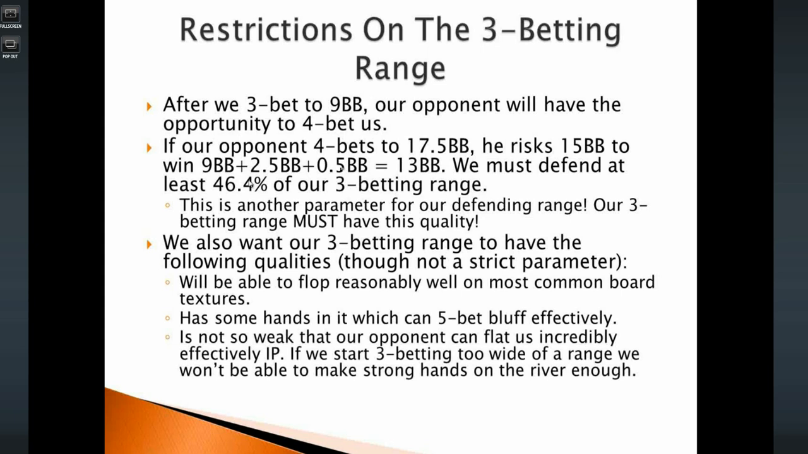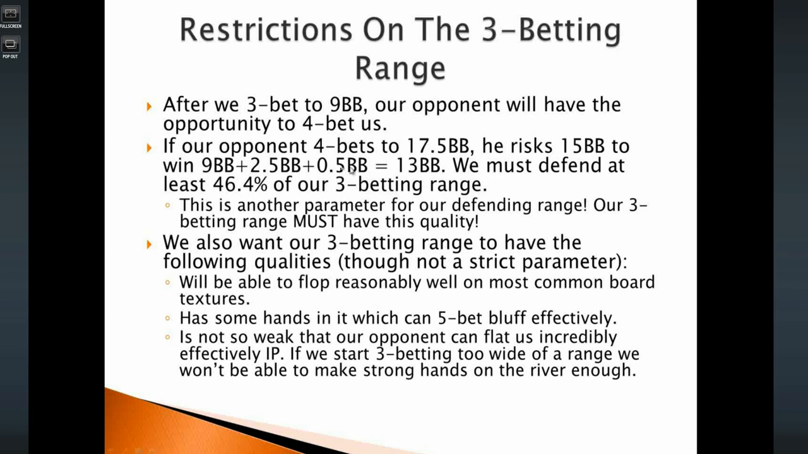If we start 3-betting too wide of a range, we won't be able to make strong hands on the river often enough. That's something that's much more difficult to solve for, but we have to keep it in mind. If we start 3-betting crazy wide from the big blind, we're really going to end up with a pretty weak range that's just not going to have strong hands often enough on the river. So we need to make sure that we're not 3-betting so aggressively, and refusing to call, and 3-betting so many hands that our range gets incredibly weak for big pots.